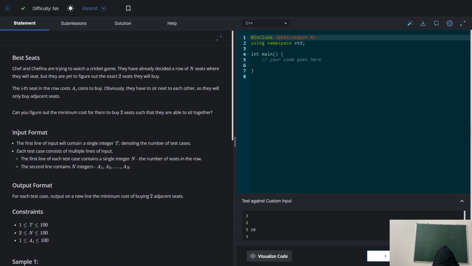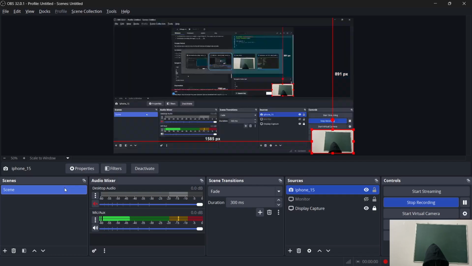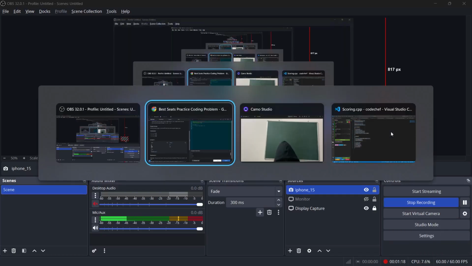So let's understand the input. The first line of input will contain the number of test cases, and for every test case we have an integer N denoting the number of seats, and then the cost of each seat. Let's take certain examples and understand. They have given three test cases, and in the first test case we have N as 2 and seat costs are 5 and 10. So let's go to the board.